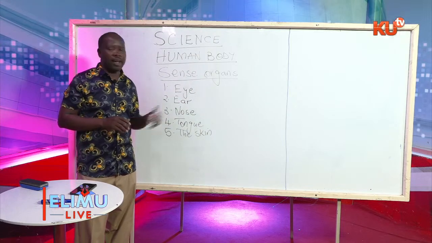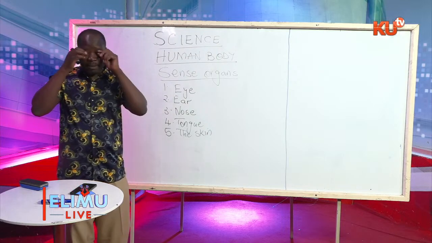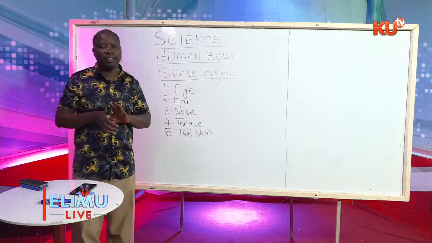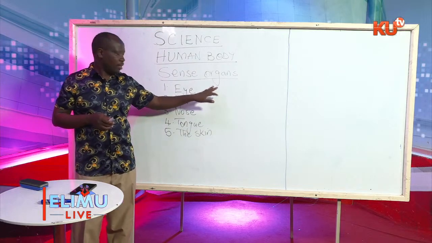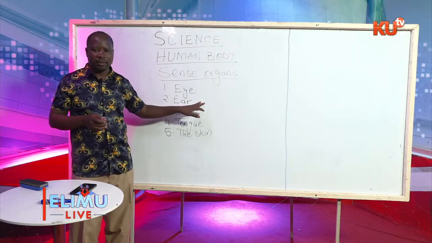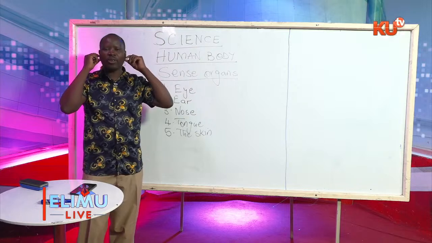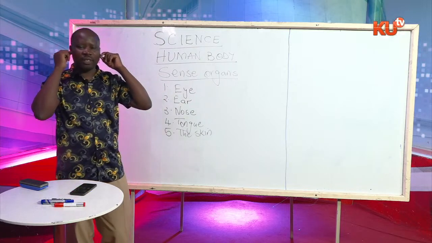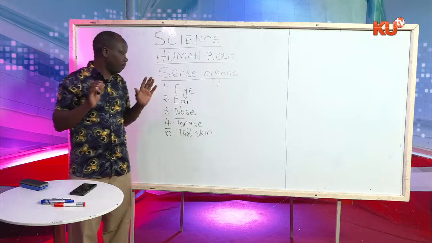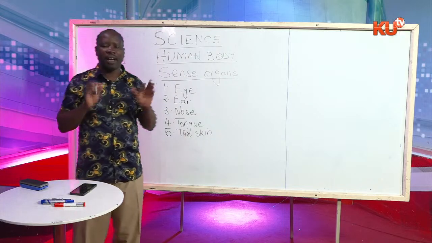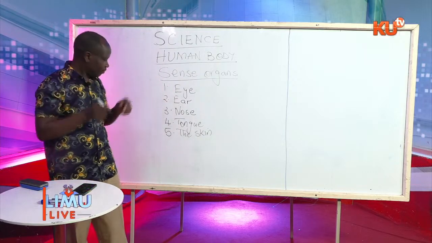We have 2 eyes. As you can see me, this is my first eye and my second eye. 2 eyes naturally. So the eyes are 2. Ears are also 2. I have my 2 ears. You can also look at yours. Do you have 2 ears? Do you have 1 ear or 3 ears? Naturally, every human being has 2 ears, and here are mine.